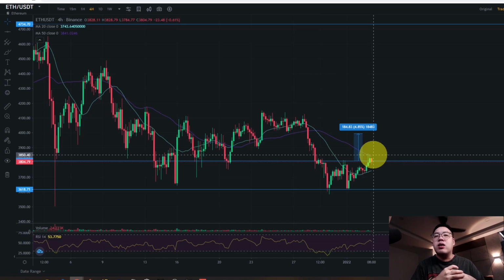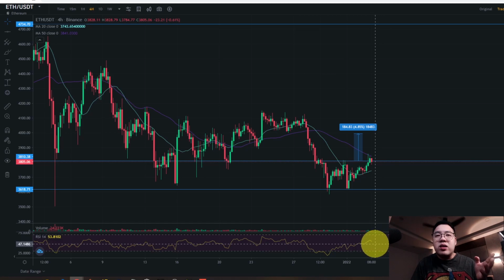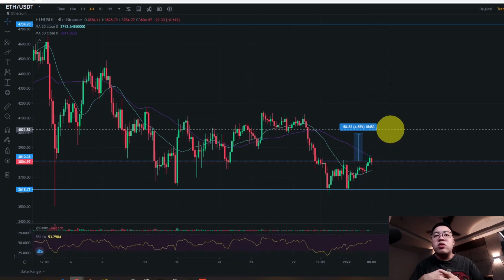So this is how I see it. Of course, you can add on the RSI to have a better confirmation, to see where the momentum is heading right now. The RSI is above 50. It's at 53, so it's showing that the bulls are stronger than the bears. So it's kind of bullish right now. It has the momentum to go even higher.